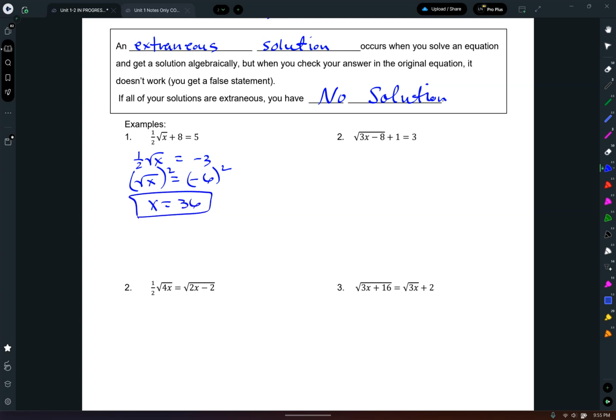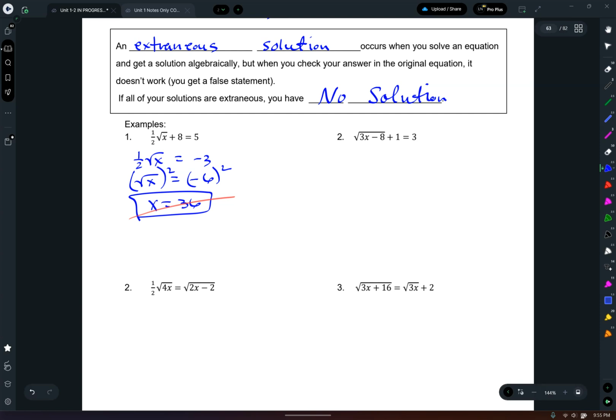And I can tell you right now on this one that if I were to check this, if I were to put 36 in for x, I would have the square root of 36 is 6, times 1/2 is 3, plus 8 does not equal 5. So immediately that's an extraneous solution. Okay, so let's look at the next one.